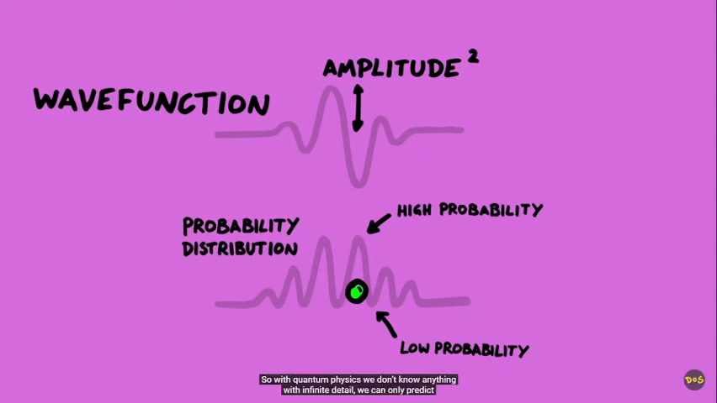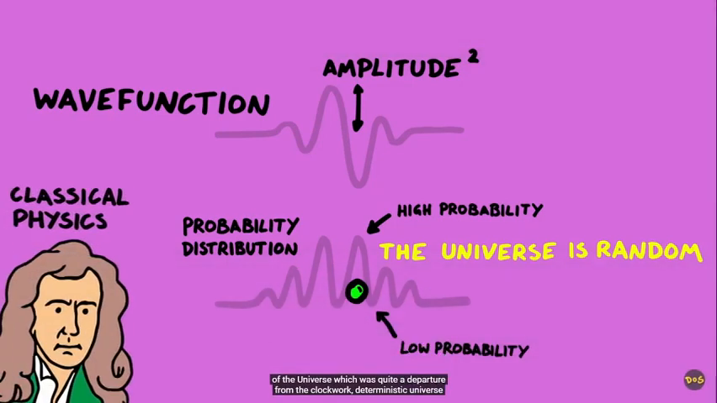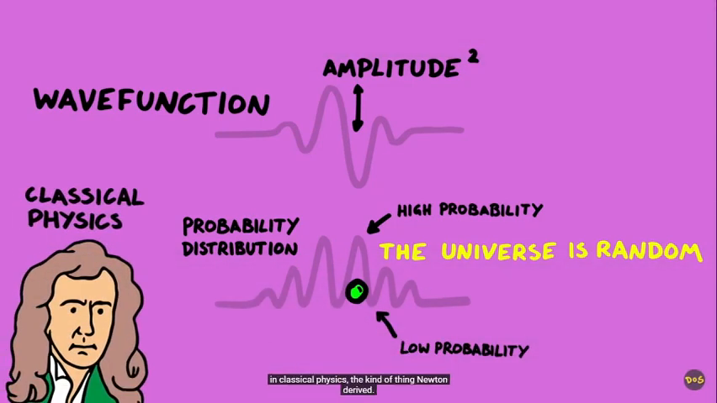So with quantum physics, we don't know anything with infinite detail. We can only predict probabilities that things will happen. And it looks like this is a fundamental feature of the universe, which was quite a departure from the clockwork deterministic universe in classical physics, the kind of thing Newton derived.